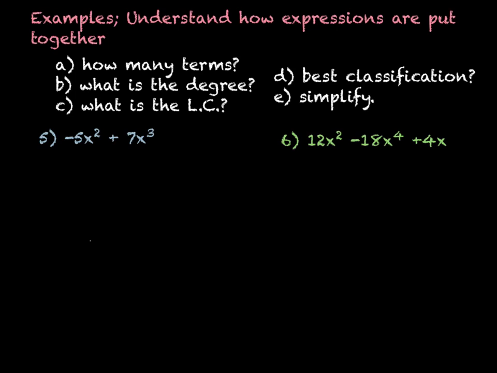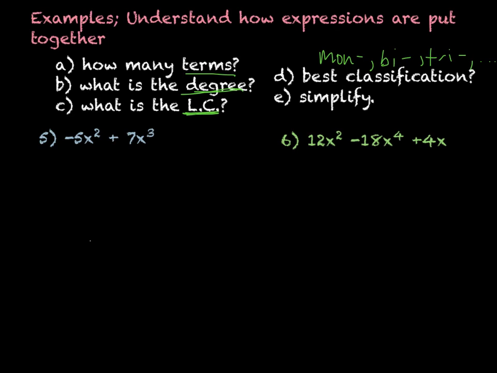And finally, our final examples are going to be to understand the terminology of what goes into expressions and how we put them together. So that would be how many terms there are, what the degree is, the LC, that is the leading coefficient, and then our classification like monomial, binomial, or trinomial, and it could go on. So those are the possibilities for the classifications, and then we simplify. When I say simplify, it means we put them in the correct order.